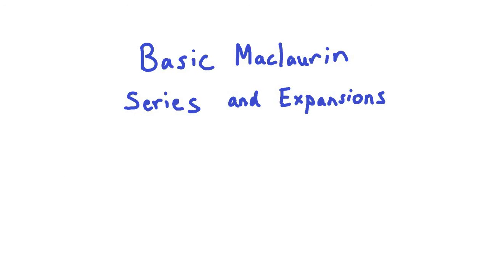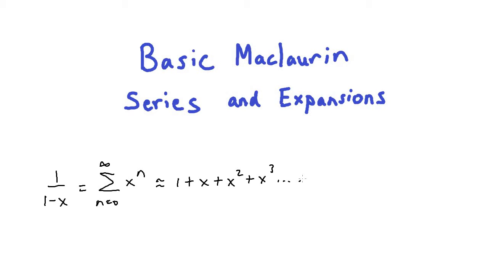So the first function we have is 1 over 1 minus x. And this is equivalent to the infinite series from n equals 0 to infinity of x to the n. And so the first four terms are going to go like 1 plus x plus x squared plus x cubed and so forth. For each of these I'm going to write the function, the basic series notation, and the first four terms.